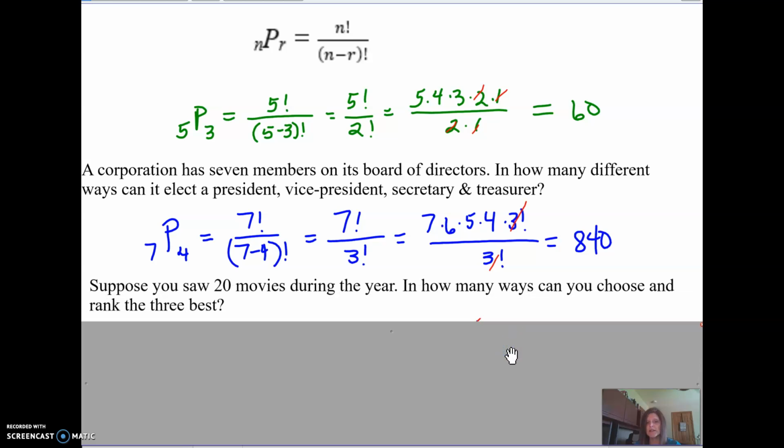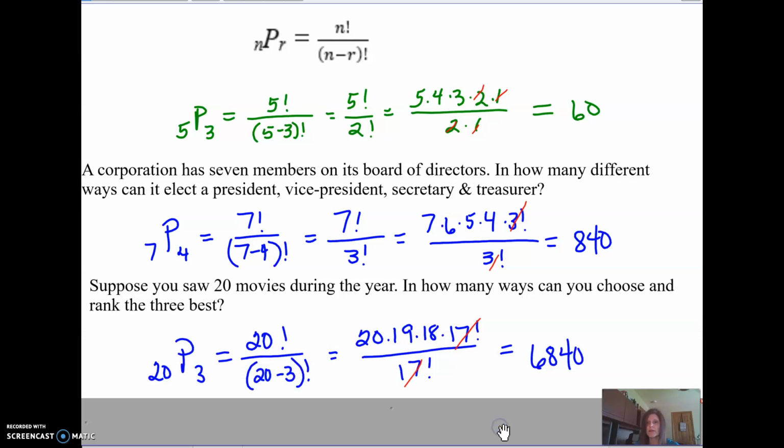Here's another one. Suppose you saw 20 movies during the year. In how many ways can you choose and rank the best 3? Well, that's 20 movies. You're picking 3. Permutations of 20 things taken 3 at a time, 20 factorial over the 20 minus 3 quantity factorial, which is 17 factorial. But on the top, we'll just go 20 times 19 times 18 times 17 factorial because that's going to cancel with the bottom. And then we just have to multiply those numbers on top to get 6,840.